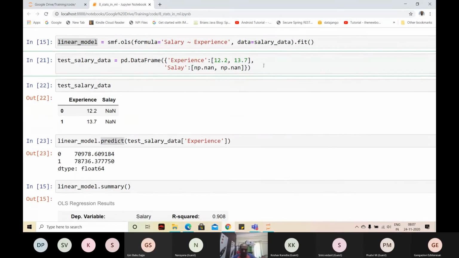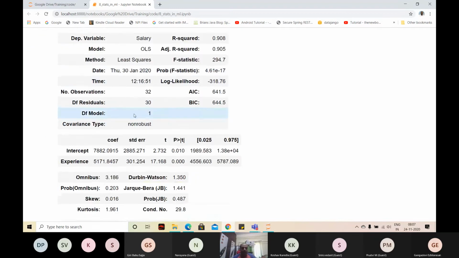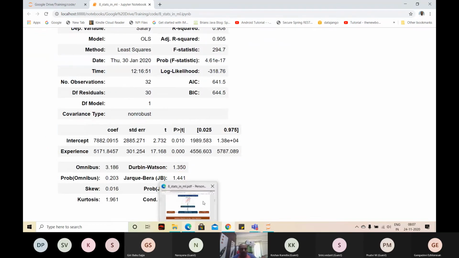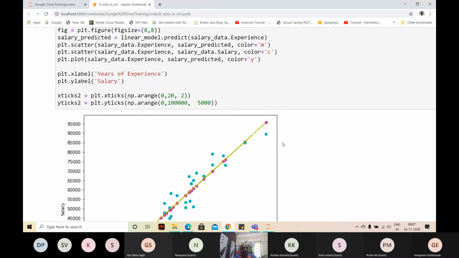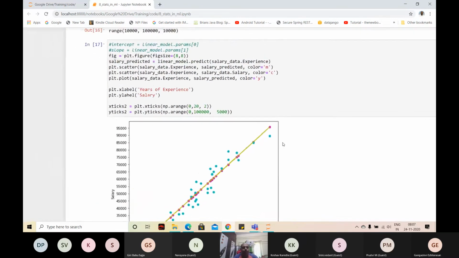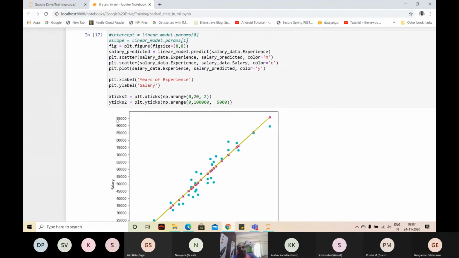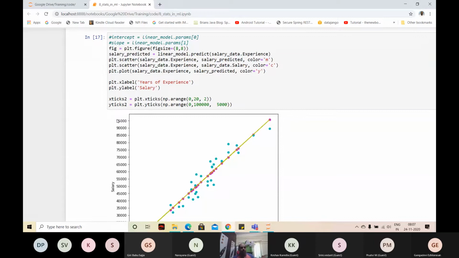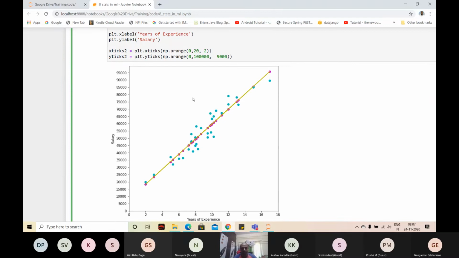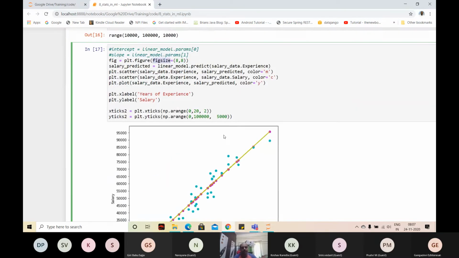Okay. So I took dummy data, I predicted, and now if you look at this graph, on the x-axis I have taken years of experience, on the y-axis I have taken salary. Visualization I am covering along with the AI course, not separately. If you look at this, I took a figure with plt.figure, and the figure size is 8x8.